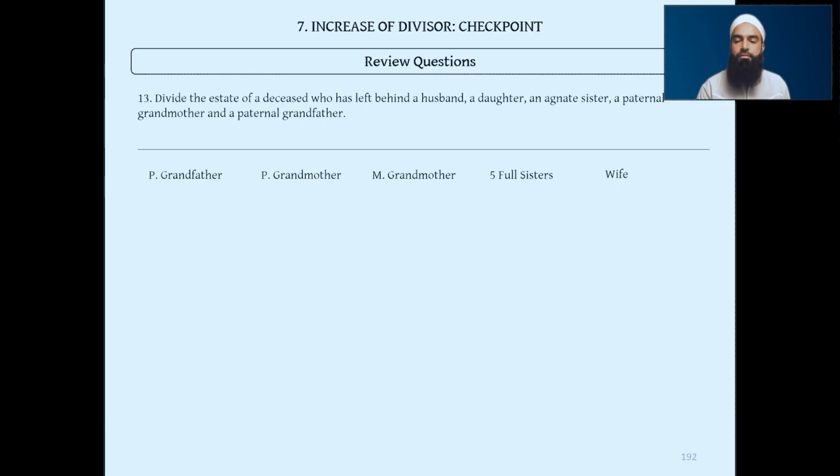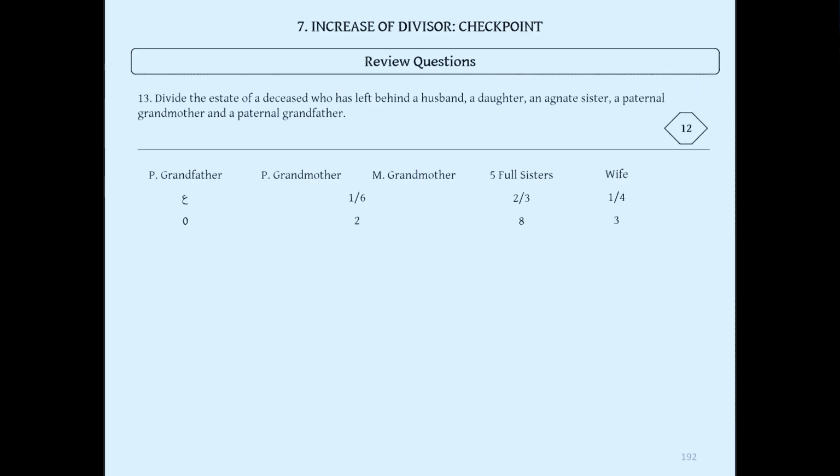Revealing the answer, the wife, because there's no children, gets 1/4. The 5 full sisters get their 2/3 share. The maternal grandmother and the paternal grandmother, because their generation is the same, receive 1/6 shared between them. And the paternal grandfather is asaba, not receiving anything. We've already got this stage all the way. So yeah, this is the answer in essence.